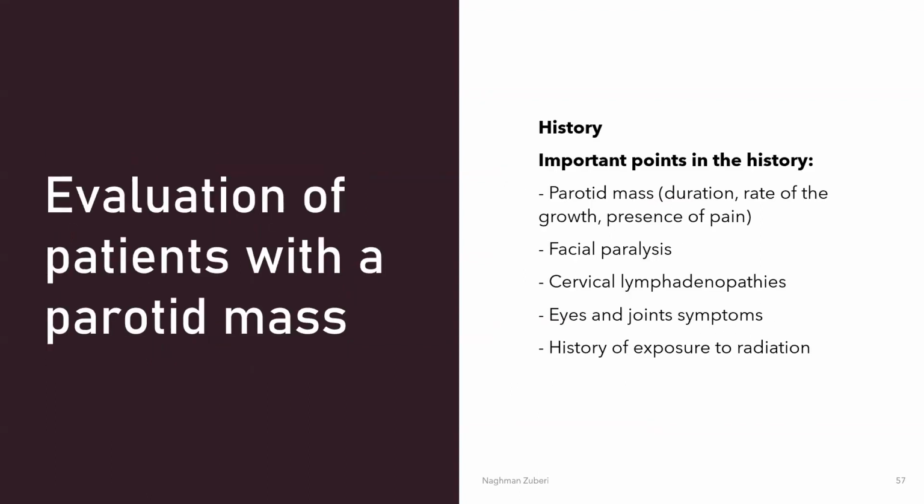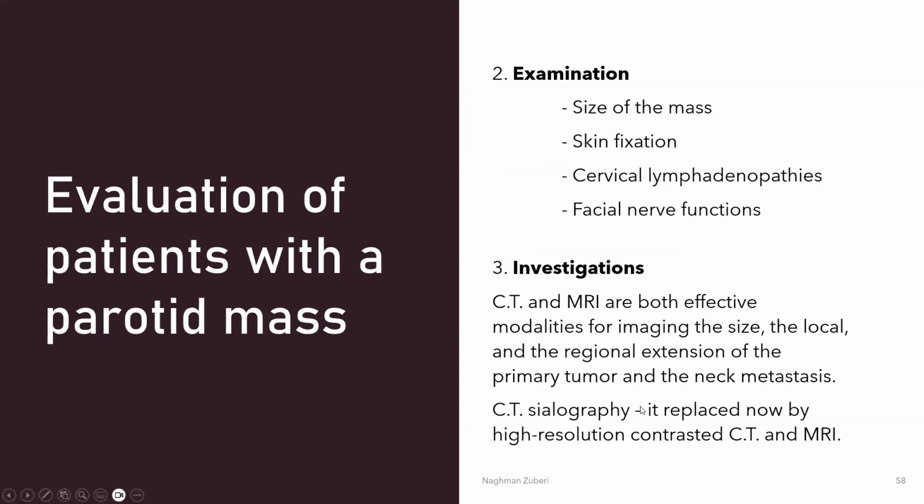How do we evaluate? History is important. Important points in the history: parotid mass, its duration, rate of growth, and presence of pain. Then facial paralysis, whether it is present or not, because if facial paralysis is there and the growth appears fixed to the skin, that is definitely a malignancy. Then check for cervical lymphadenopathies, eye and joint symptoms, and history of exposure to radiation. Then examine the size of the mass, skin fixation, cervical lymphadenopathies, and facial nerve functions.